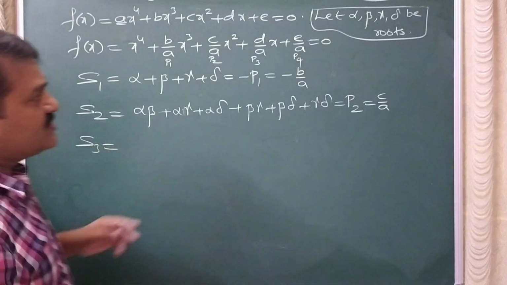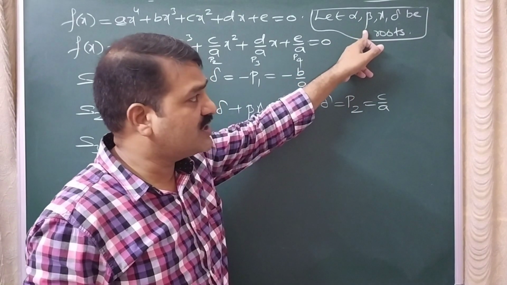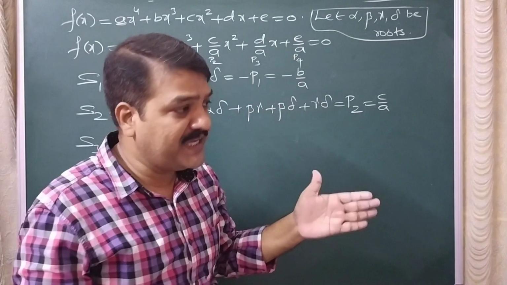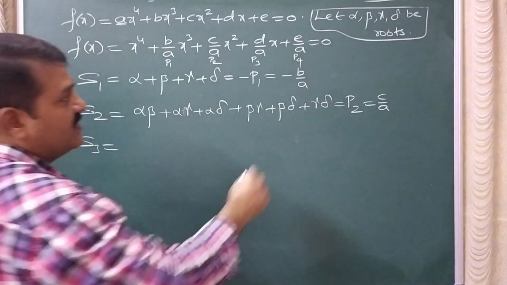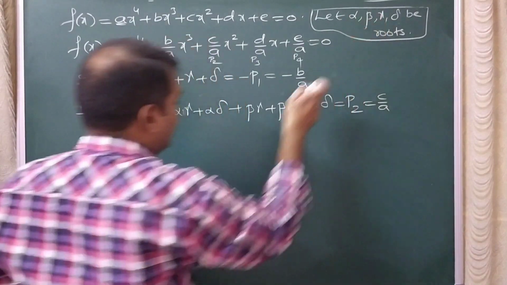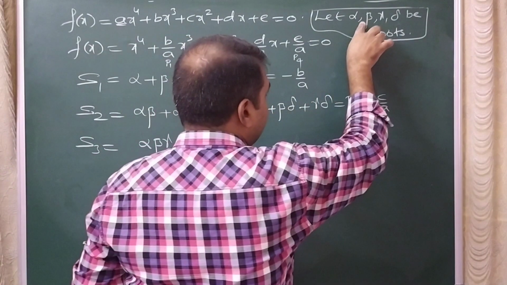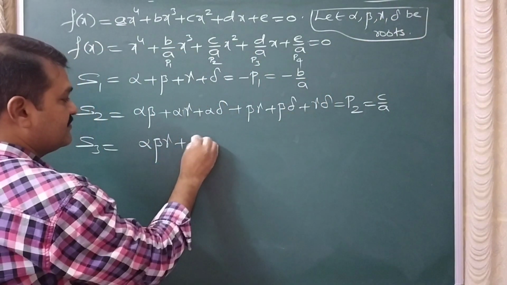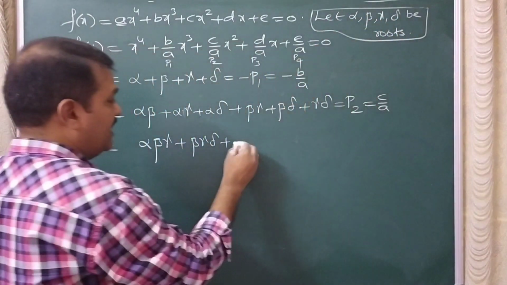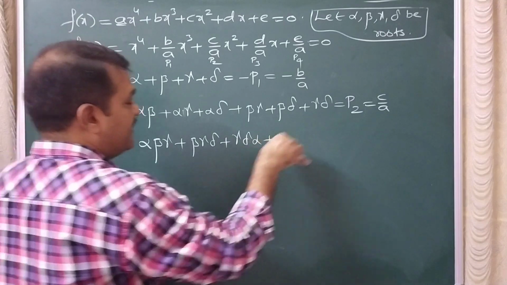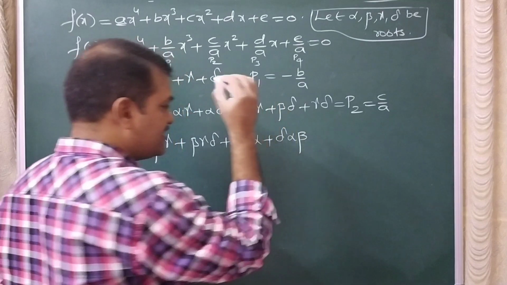Next, S3. So S3, when 4 roots are there, S3 means sum of the products of the roots taken 3 at a time. So taken 3 at a time, I will move in cyclic order. First I will write alpha beta gamma. I will move in cyclic order. Next I will write beta gamma delta. Next I will write gamma delta alpha. Next I will write delta alpha beta. Just move in cyclic order, that's all.